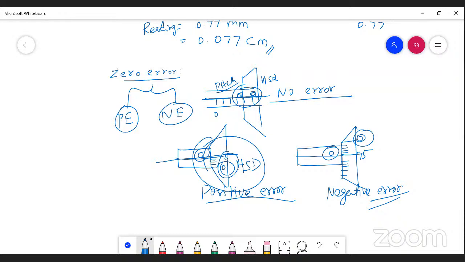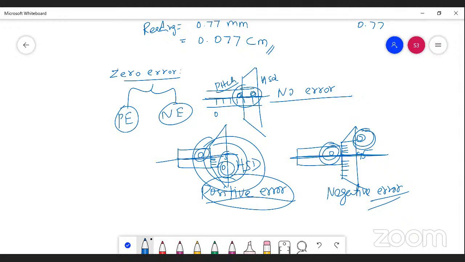Below the reference line, the X scale zero is below the pitch scale zero. This is called a positive error. I mean the zero of the pitch scale or reference line of the pitch scale is above, the X scale goes above this line. This error is called negative error.